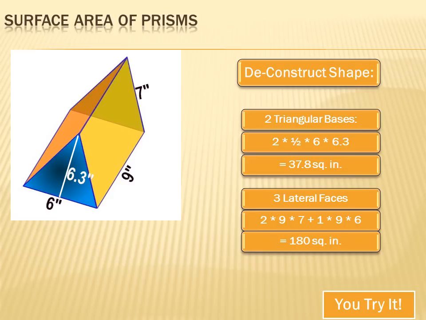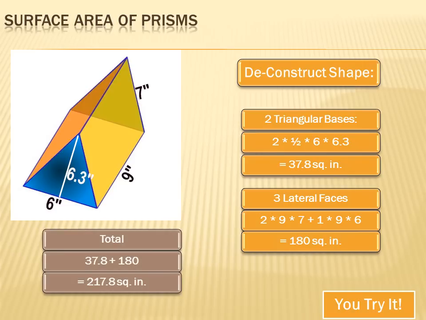Now all I have to do is add those 2 figures. Add the area contributed by the triangular bases and the area contributed by the lateral faces, and I get my total surface area, or 217.8 square inches.